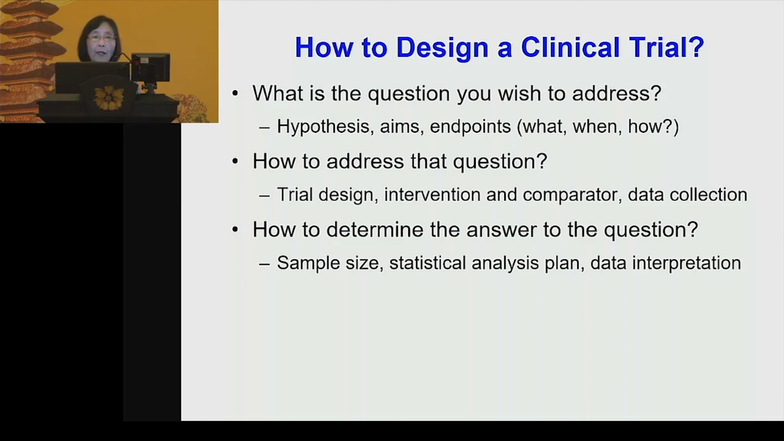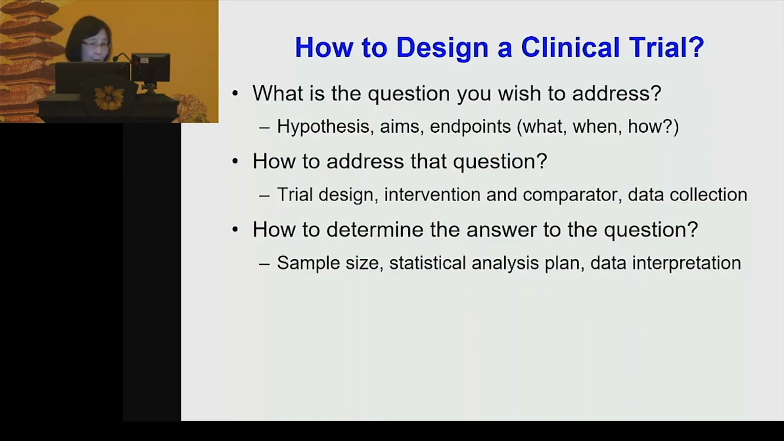Then you say, okay, now that I know what question I want to study, how am I going to address that question? Well, what's the trial design? What are the patients that I want to include? What is the intervention, and what's the comparator, and what data am I going to collect? You've designed a study, you've collected the data. Now you have a lot of numbers in front of you. You have to then say, okay, what am I going to do with those numbers? What is the statistical method that I will apply? So you have to think of all these things before you can launch the study.